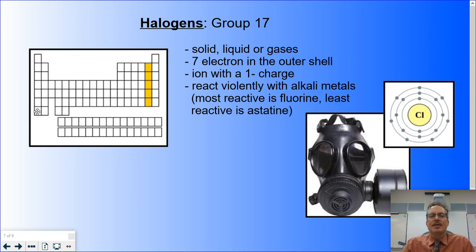However, unlike in alkali metals where we go from least reactive to most reactive when we go down our table, in the halogens, we get the most reactive as we go up the column. So we go from least reactive to most reactive, with fluorine being the most reactive, which means on the periodic table, the most reactive element is the top right-hand corner. So fluorine is my most reactive.